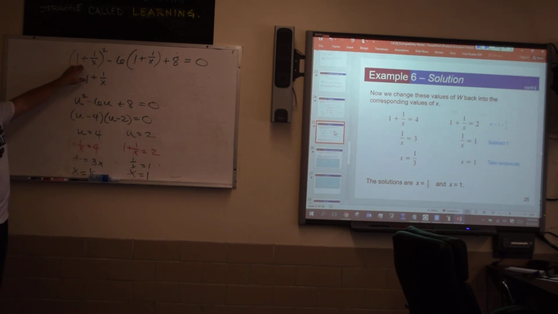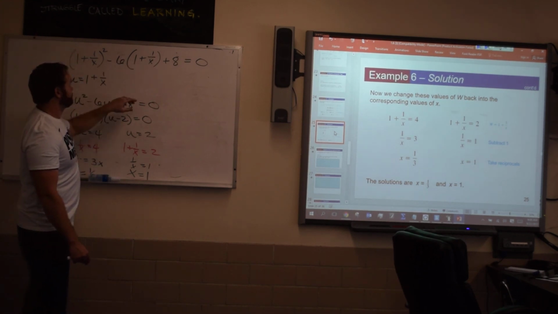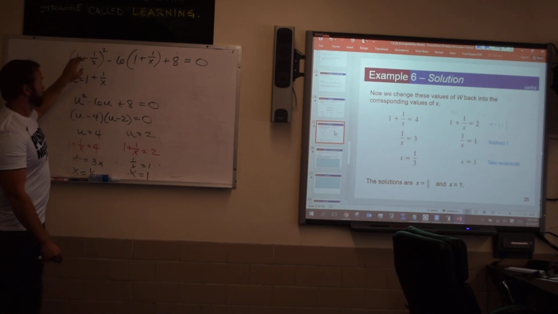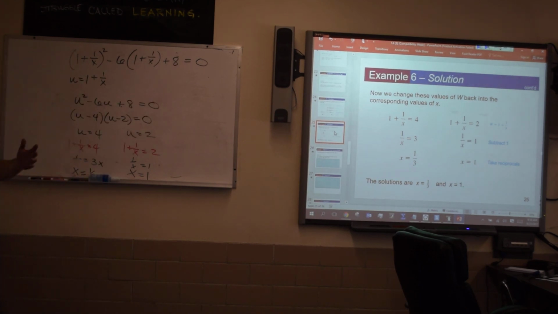Plug 1 back in. 1 plus 1 squared is 4, minus 6 times what? 2, so 12. So 4 minus 12 plus 8 does give me 0. Negative 8 plus 8 gives me 0. Okay? And then do the same thing with 1/3, just to check to make sure you get used to that substitute. Okay? Is that something we can do?